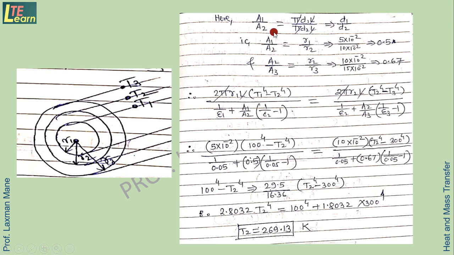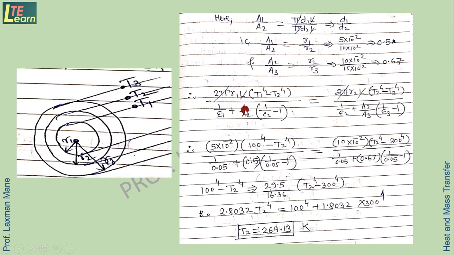So for that, A1 by A2 is equal to, area is surface area, that is pi dl. So A1 area is pi d1L, A2 area is pi d2L. Cancellation of terms, we have d1 by d2, meaning R1 by R2. So this R1 by R2 value gives the ratio of A1 to A2. Similarly for A2 to A3, putting the values of R2 and R3, we find this ratio.